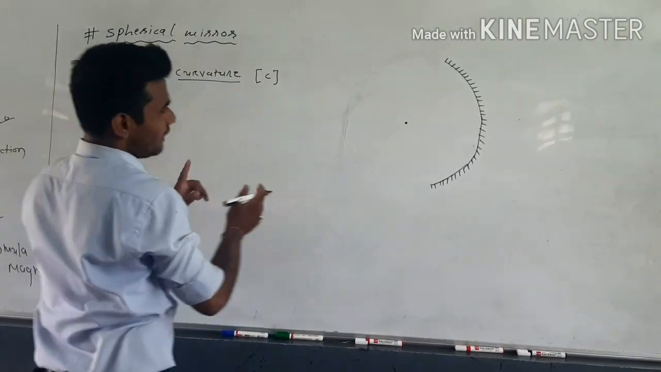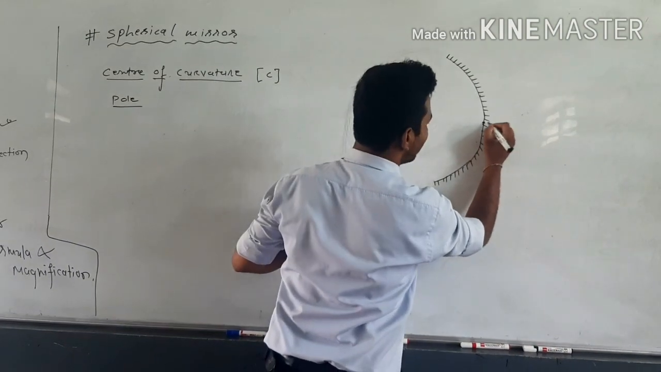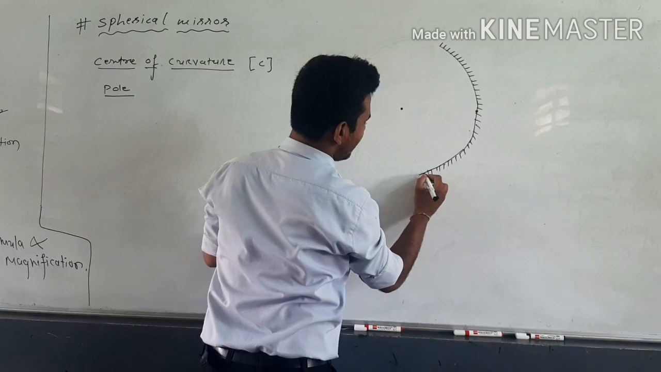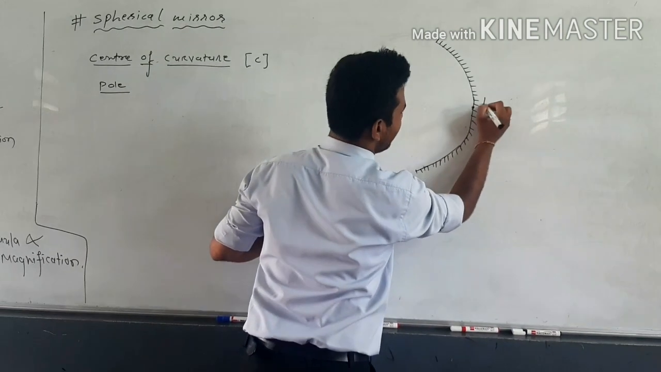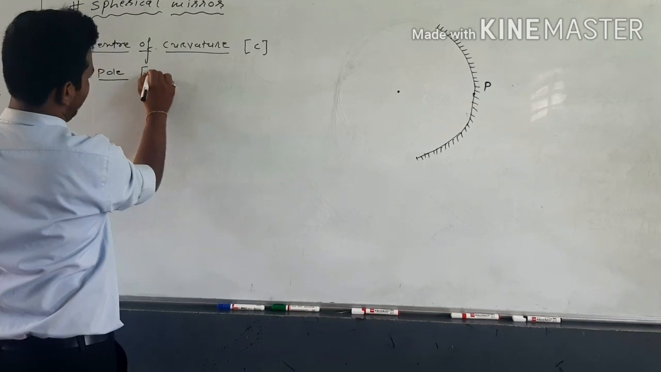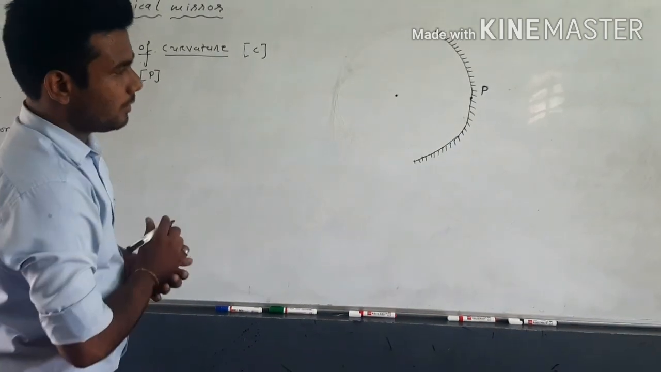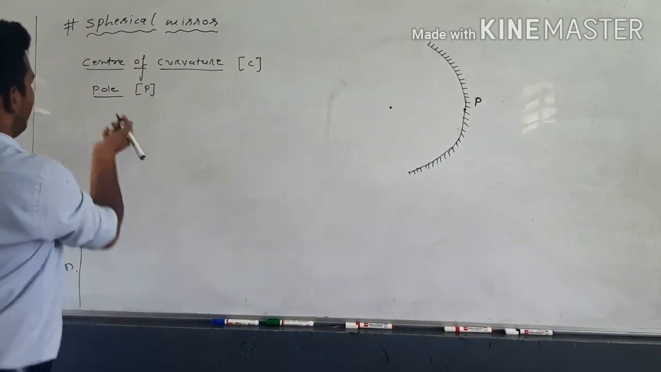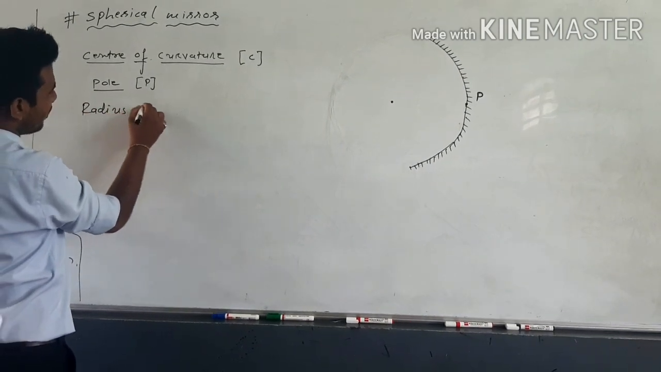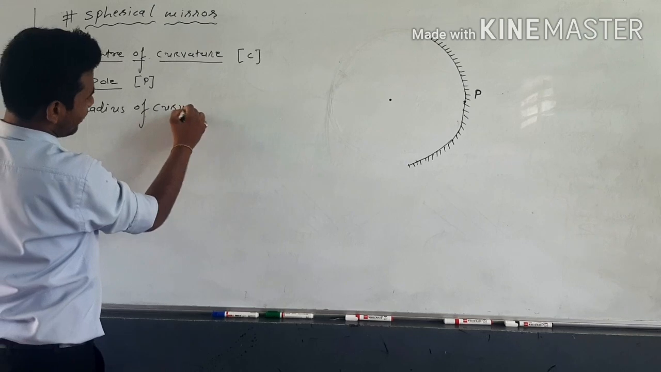Now second is pole. Now what is called pole? Pole is, this is this curved surface, right? And the center of the curved surface, that is called pole, and it is noted as P. So this is pole P. Okay. Another one, that is radius of curvature.